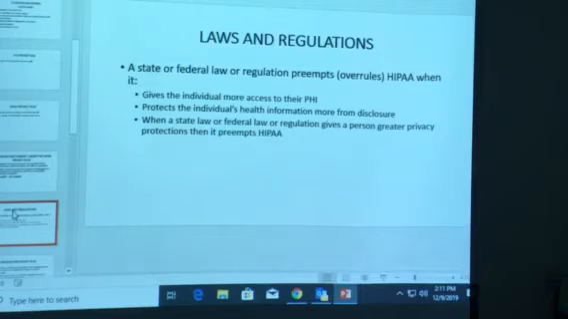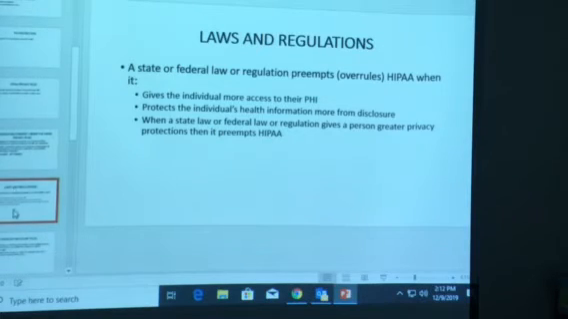Laws and regulations. A state or federal law or regulation preempts or overrules HIPAA when it gives the individual more access to their PHI, protects the individual's health information more from disclosure, and when a state law or federal law or regulation gives a person greater privacy protection, then it preempts HIPAA.